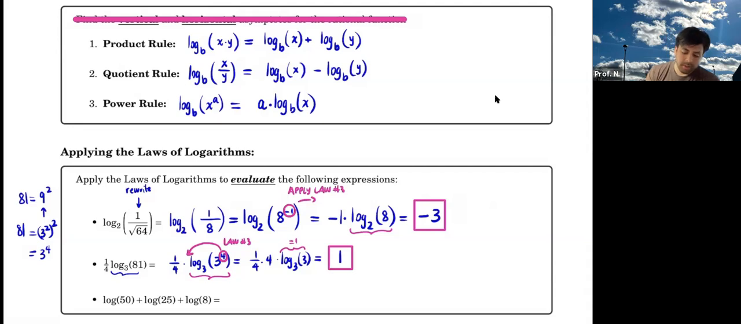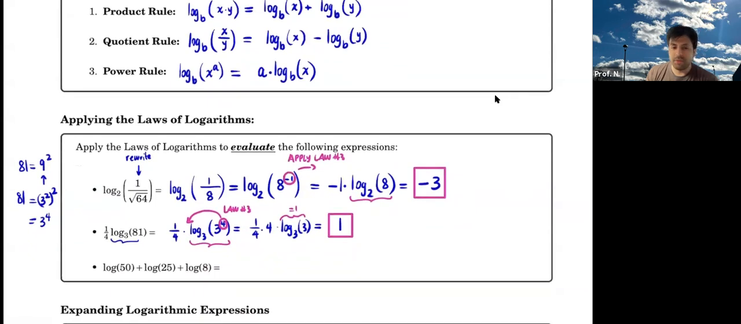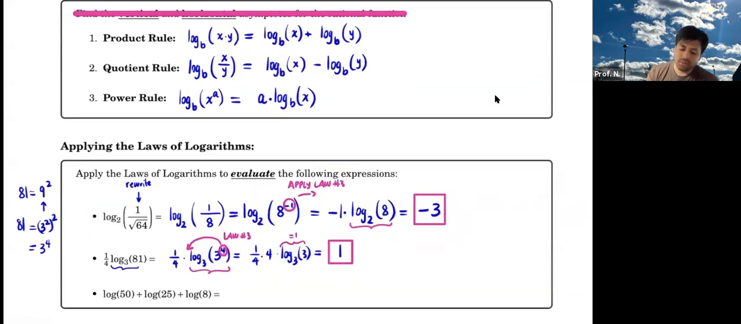Okay, so now we're here, right? In this example, we have two sums. So the idea is, which one of these rules are we going to use? Which one has a sum in it? And the only one that has a sum in it, thank you, Sydney, that's right, is the product rule. We have a sum. So whenever we see a sum, we say, I can apply law number 1 here. So why don't we apply law number 1?